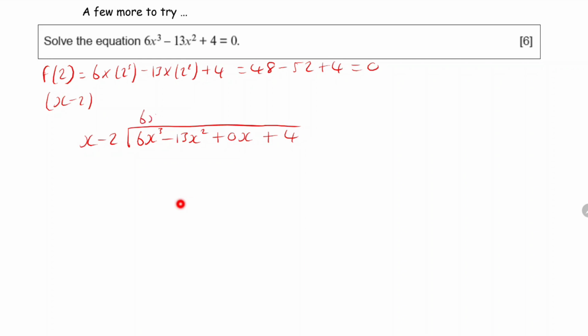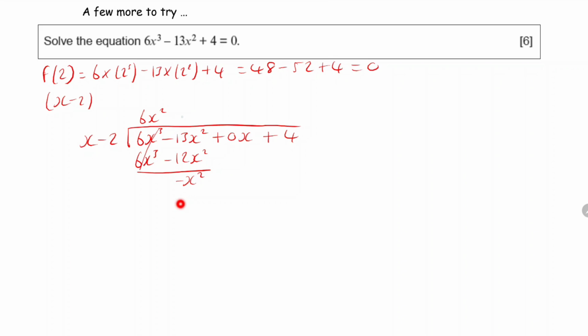x goes into 6x cubed 6x squared times. 6x squared times by x gives us 6x cubed. 6x squared times by minus 2 is minus 12x squared. We're going to subtract. They're going to cancel. Minus 13 minus minus 12 gives us minus 13 plus 12, which is minus 1x squared.